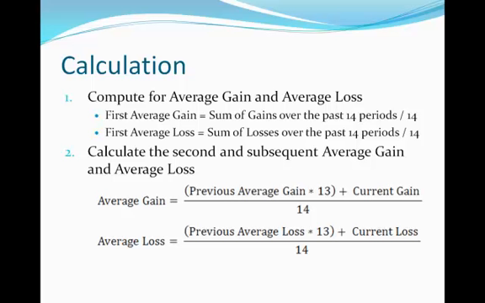The second step is to calculate the second and subsequent average gain and average loss. To get average gain, the previous average gain is multiplied by 13. The product is added to the current gain and the sum is divided by 14. To get the average loss, the previous average loss is multiplied by 13. The product is added to the current loss and the sum is divided by 14.